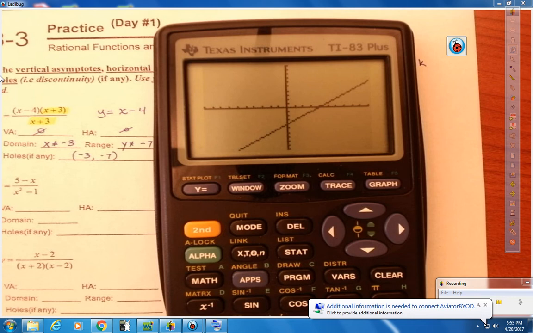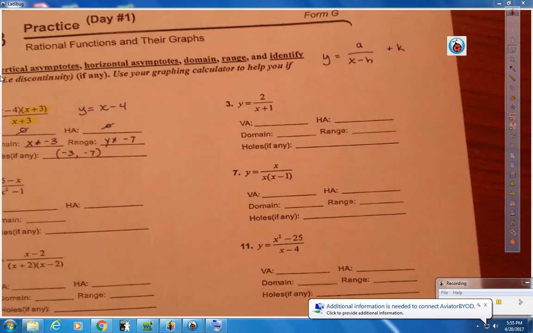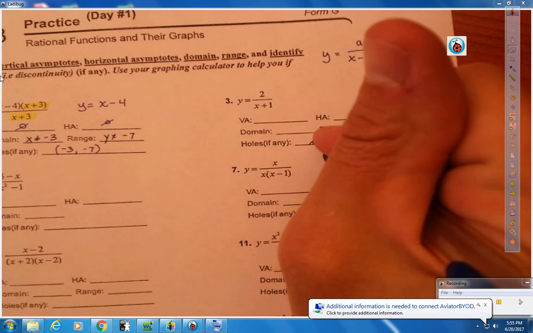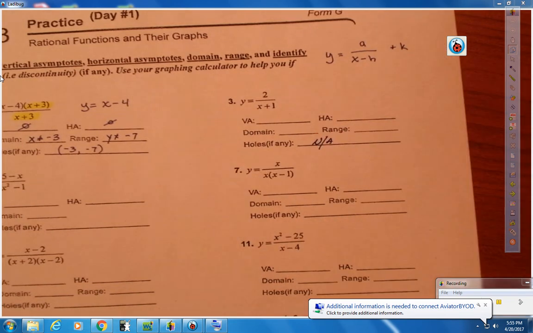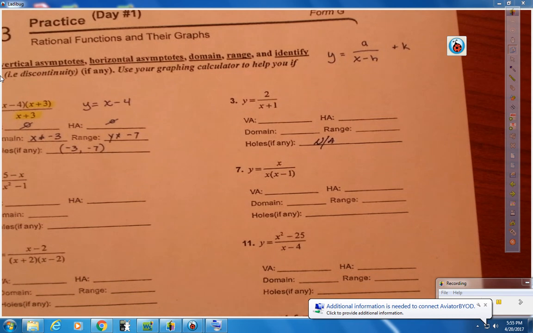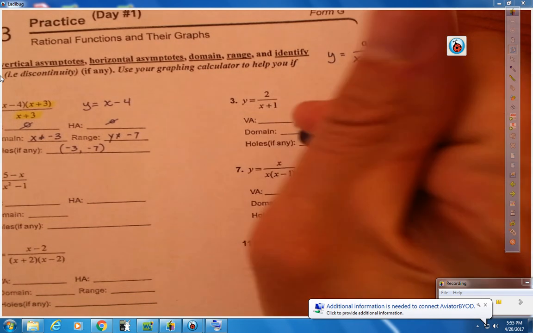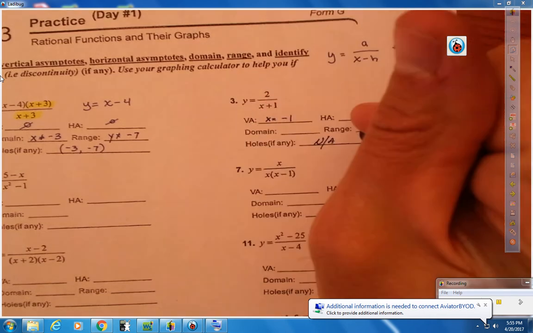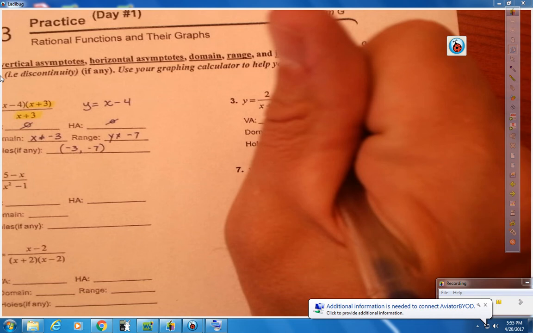Okay, now this second one I think is pretty easy. There's nothing we can cancel out, so there's no holes. You can write none. I'm just writing n/a, which means not applicable. Our vertical asymptote, remember, x is the opposite of whatever this number is. Our horizontal asymptote, okay, y equals 0.